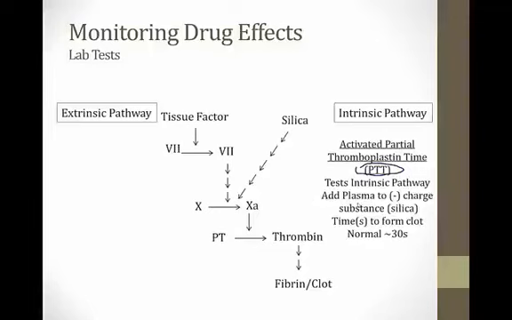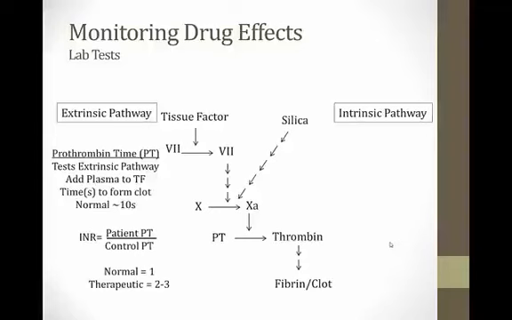This test is done by adding plasma to a negatively charged substance, usually silica, and measuring how long it takes for a clot to form, and normal is about 30 seconds. To test the extrinsic pathway, we do a test called the prothrombin time, or PT, and we add plasma to tissue factor and we see how long it takes for a clot to form, and normal is about 10 seconds.